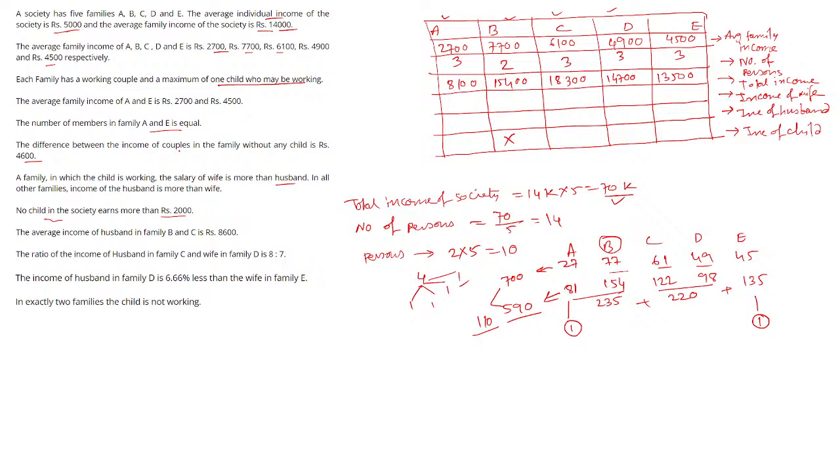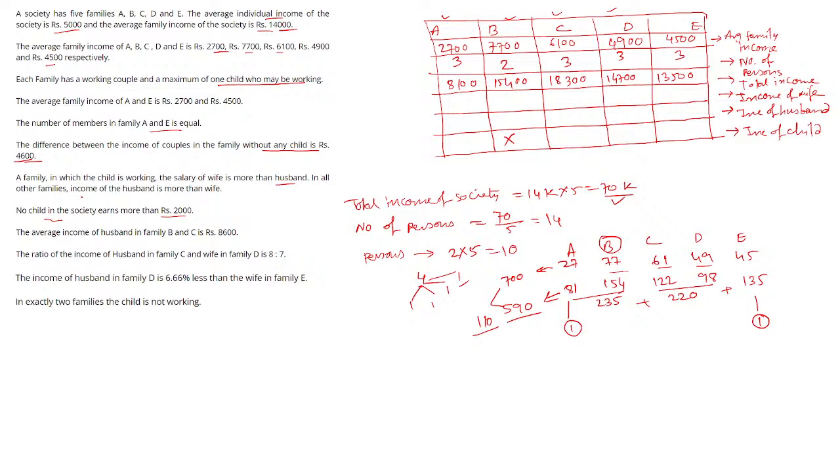Now the difference between the income of couples in the family without any child is 4600. Without any child, that is B. So the difference between the income of husband and wife, that is 4600. Another important note: in a family in which a child is working, the wife's salary is more than the husband's, right?